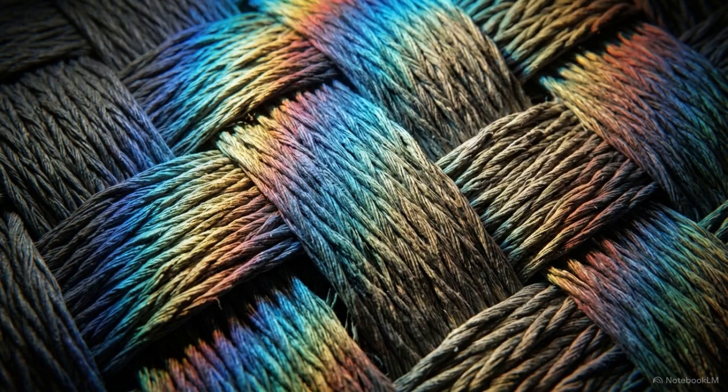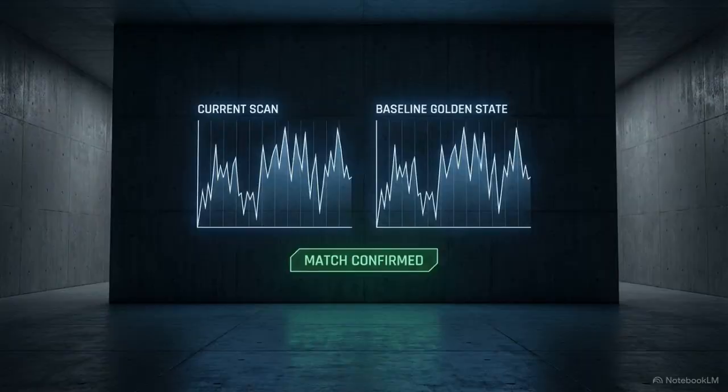These cameras execute a process called spectral provenance, actively scanning the molecular density of bullion and the specific weave patterns of canvases to identify materials. The local AI routines compare these real-time multi-wavelength scans against a pre-recorded baseline golden state signature captured when the priceless asset first entered the vault.